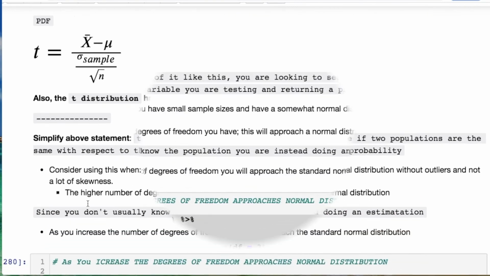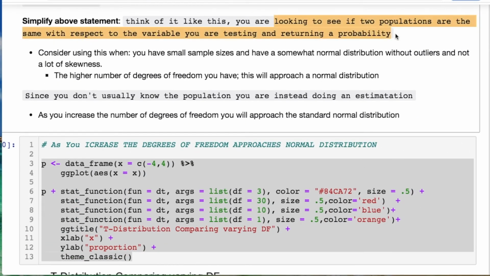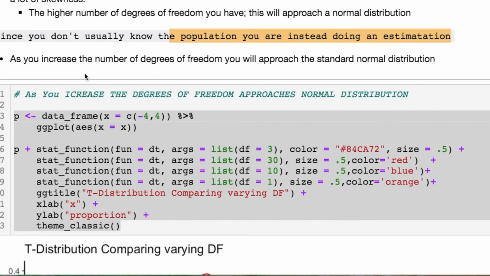So scroll down and notice a couple things. First, right here, if you're looking to see if two populations are the same with respect to some variable, that's what's going on, okay? As usual, you increase the number of degrees of freedom. We approach a normal distribution. Okay, fine. You have to consider you're trying to look for data that doesn't have outliers and not a lot of skewness, okay? And usually you don't know your population. Instead, you're doing an estimation using your samples. So that's something to remember. I know it's elementary, but if you're new to this, these are just some hints and tips that are going to help you get through this, okay?